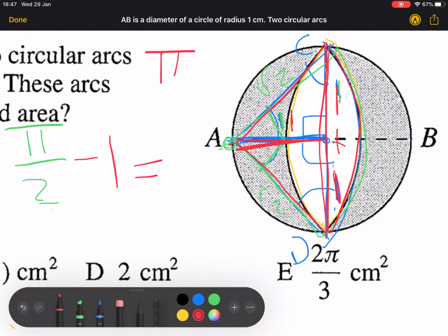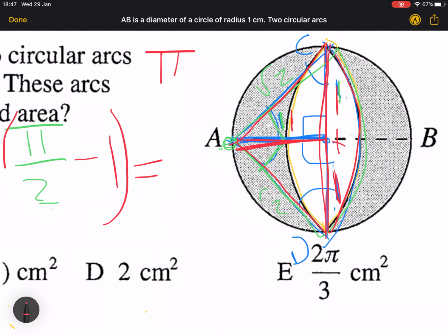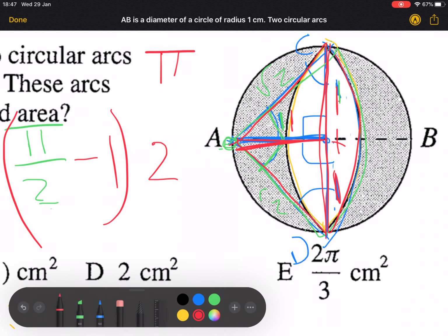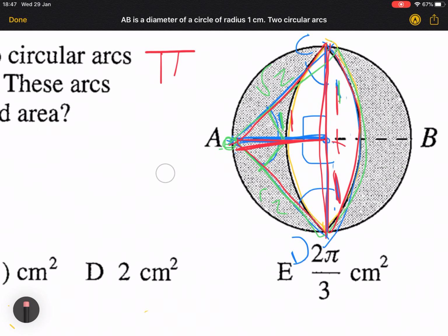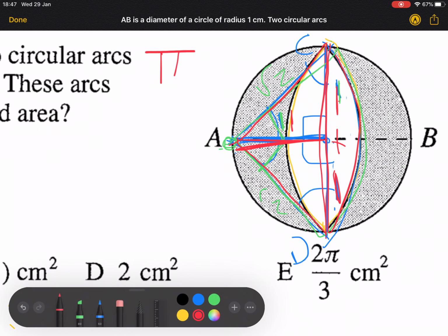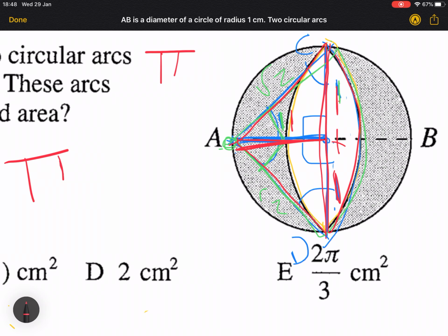So we do pi over 2 minus 1, and then times 2. So pi over 2 times 2 becomes pi, and then minus 1 times 2 is minus 2. So pi minus 2. That's the area of our white space in the middle.